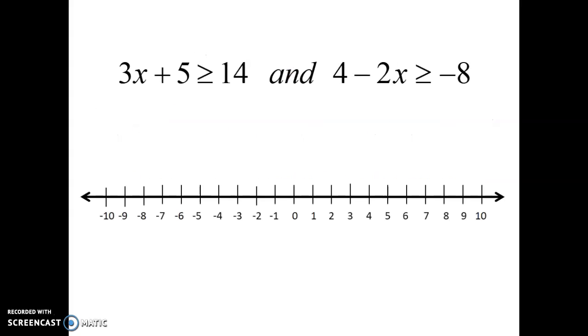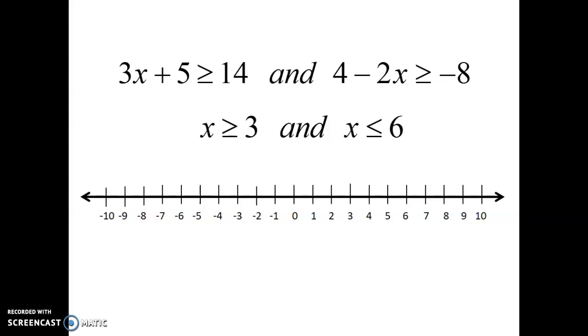So let's see what these look like and try some out. So again, here are your inequalities. Please take a moment, pause the video, solve both inequalities for x, and then come back. Okay, hopefully you've done that. You find out that in one case you have x is greater than or equal to 3, and x is less than or equal to 6.